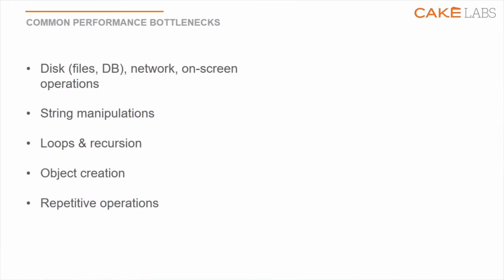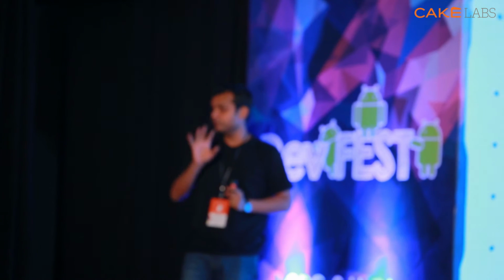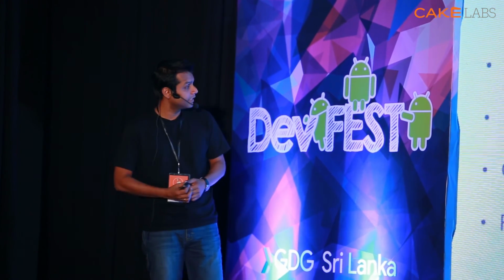Again, repeating: disk, file access, DB access, network, even on-screen operations. If you're writing a web-based application, you know what DOM manipulation is, right? The document object model. Those are I/O operations, even though it's a function call, because it manipulates something that is being displayed on the screen. Those are very slow. Another area that is commonly problematic: string manipulations, especially string concatenations and template generations. These take a lot of time.